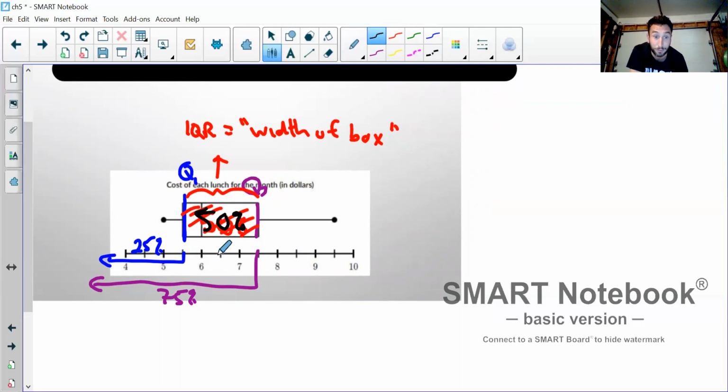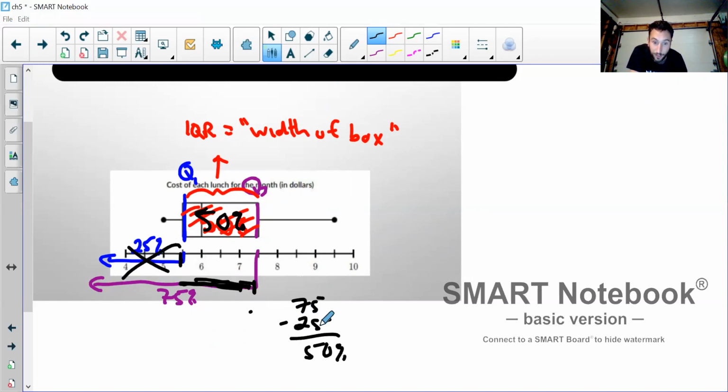If we use what's here in blue and purple, from here to the left is 75%. From here to the left is 25%. But we only want to figure out what's in the width of the box, kind of what's on this black squiggly line. To do that, we take the whole 75%, this whole purple length, and then subtract this 25%. And so that leaves us with 50% in the middle of the box, or within the IQR.